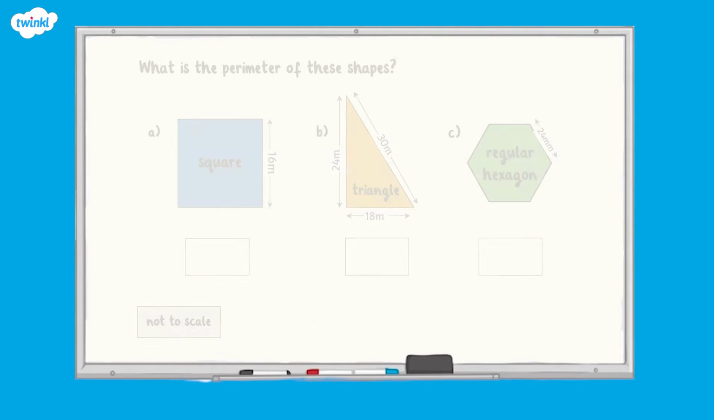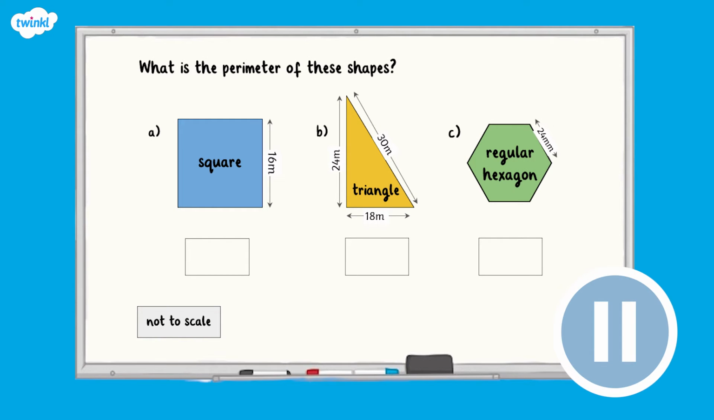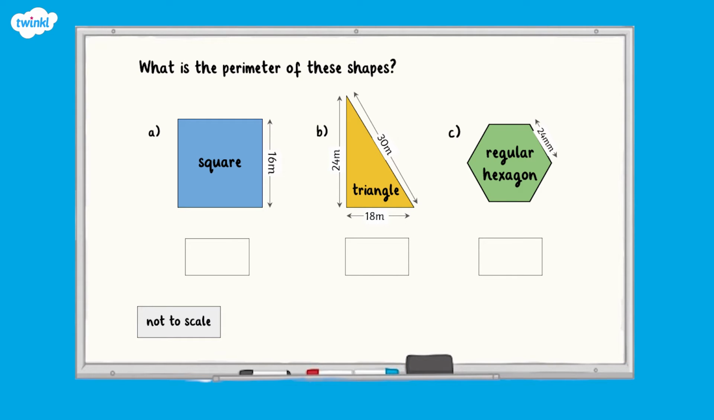Pause your video here and work out the perimeter of these shapes. Here are the answers and the calculations you could have done to work out each of the perimeters.